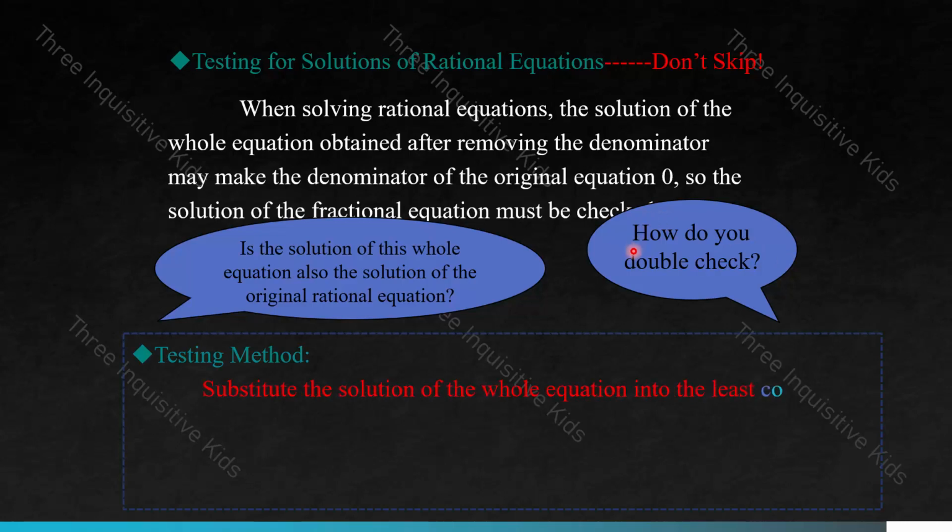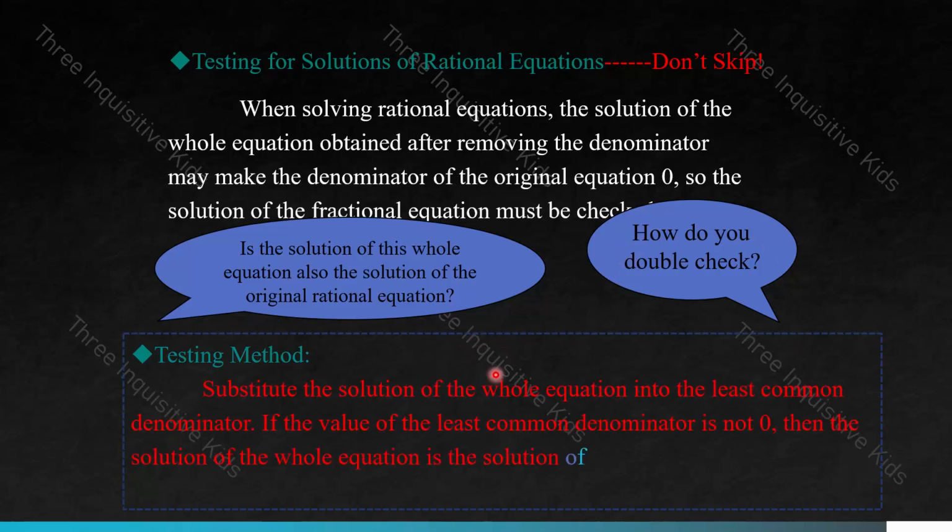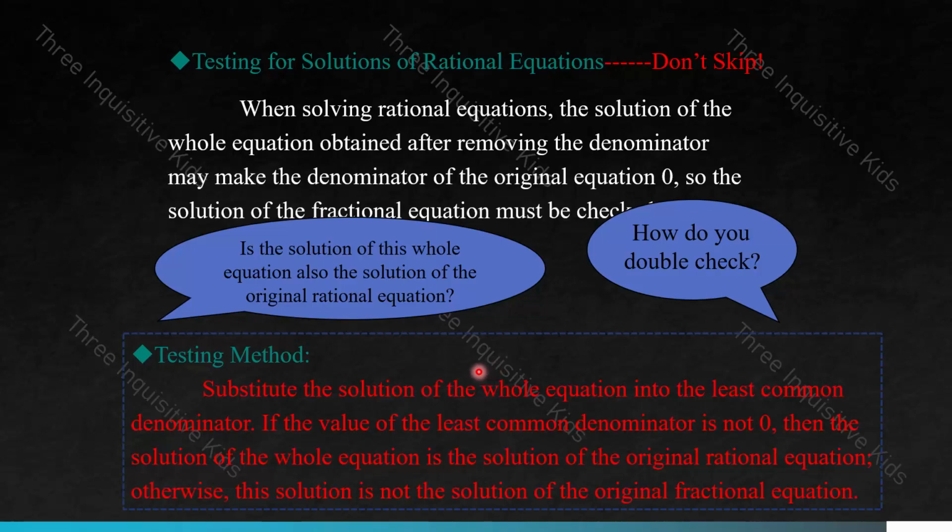So here is our testing method. We can substitute the solution of the whole equation into the least common denominator. If the value of the least common denominator is not 0, then this is the solution. Otherwise, this is not the solution, and that means that the solution to this rational equation does not exist.